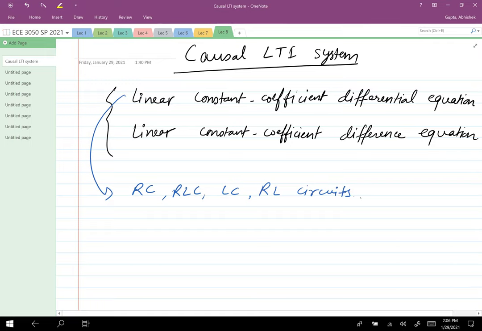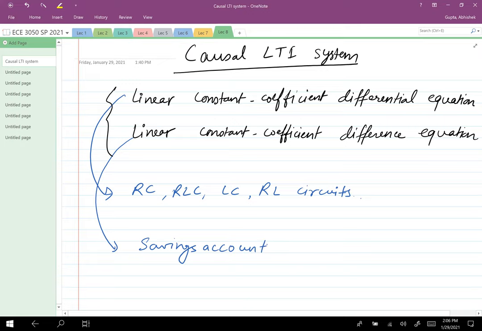They are constant coefficient differential equations, assuming that the values of R, C and L do not change with voltage or current. Okay. Examples of linear constant coefficient difference equations: your savings account.